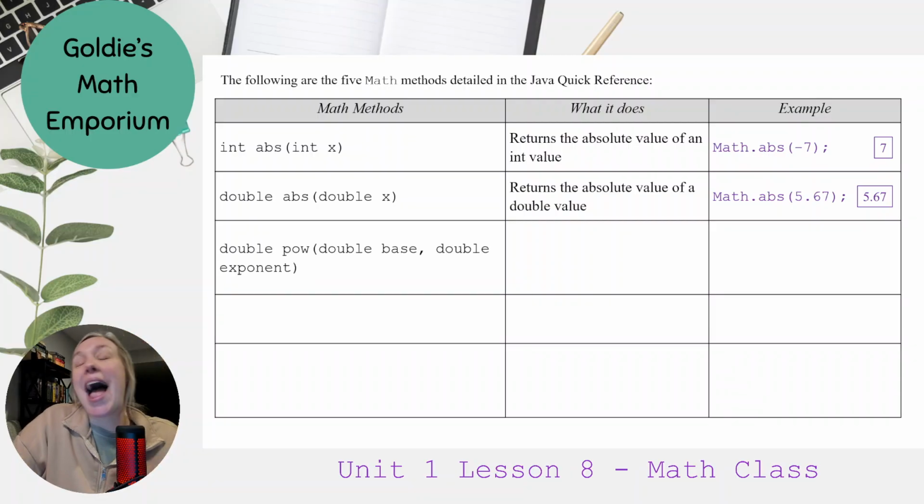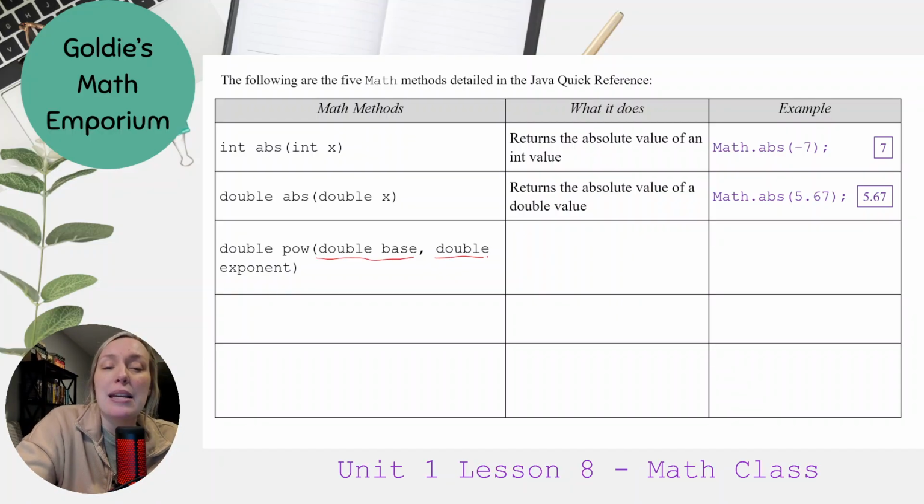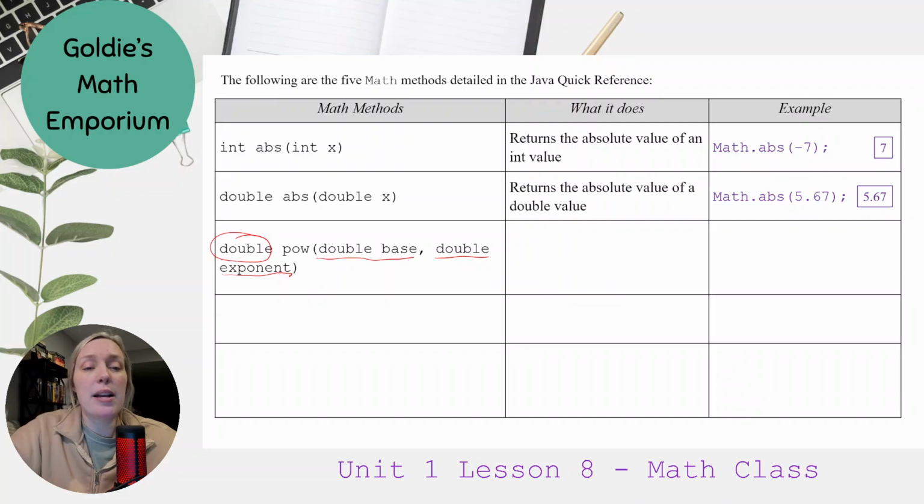The next one is pow. Okay, so we've talked about how Java does not have any built-in operator for an exponent, like the caret symbol on your calculator. There's none of that in Java programming. Instead, we have pow. pow stands for power. You're going to pass it 2 values, the base, and then the exponent component, and it's going to return a double value.